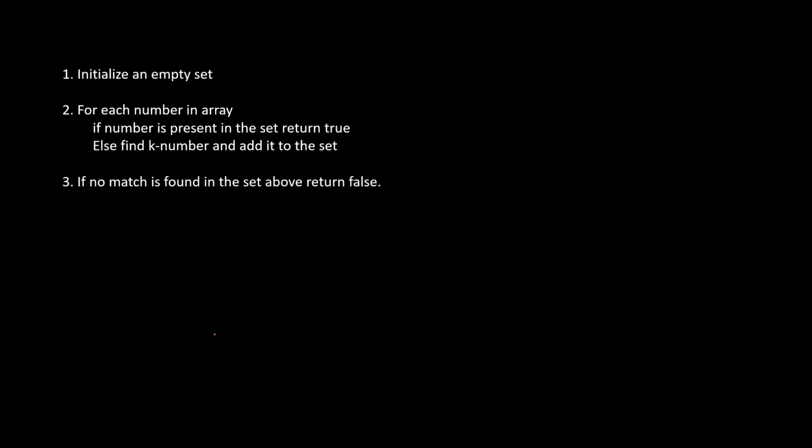So let's look at the algorithm for this question. First, we initialize an empty set. A set is a data structure which can have only unique elements in it. So this is our empty set. And let's assume that the list of numbers we are given is 10, 15, 3, and 7, and let's say we have to find 17 as k.